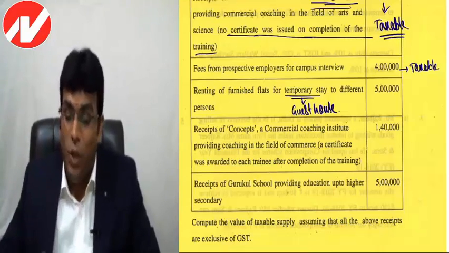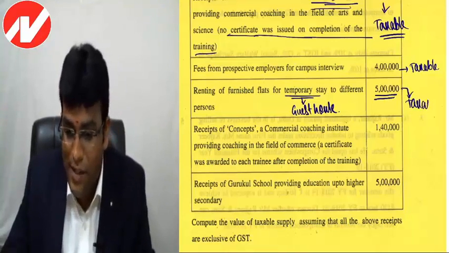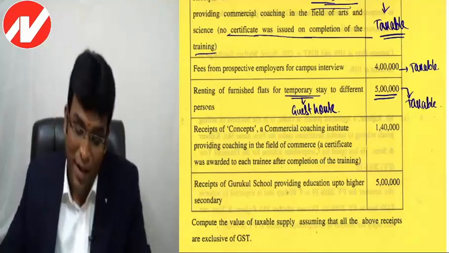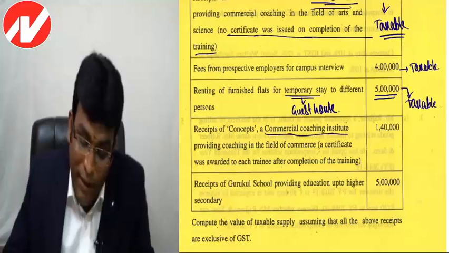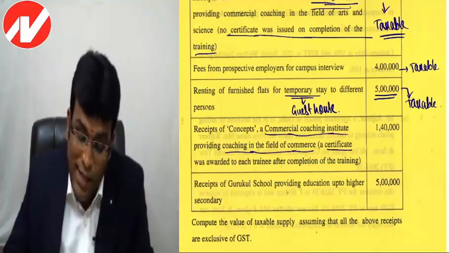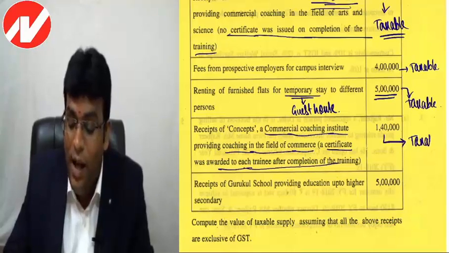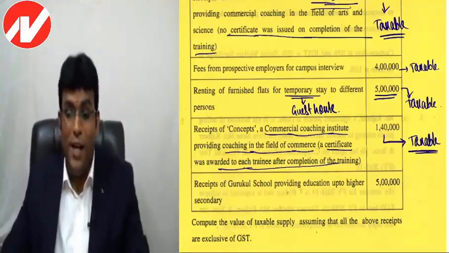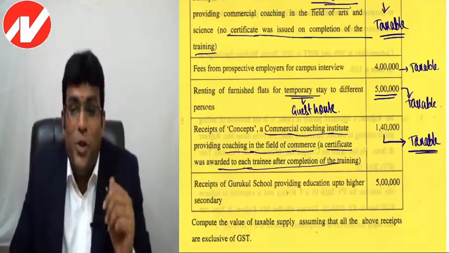Here they directly told 5 lakhs. So straight away I will tell taxable, my dear friends. Then receipts of Concepts, a commercial coaching institute providing coaching in the field of commerce. Certificate is awarded. So what? Just because certificate is given doesn't mean it is exempt. Still it becomes taxable, because the coaching center, this is not an education institution.